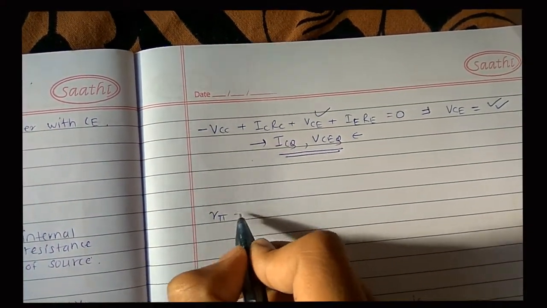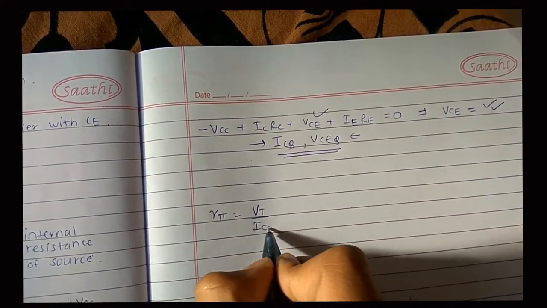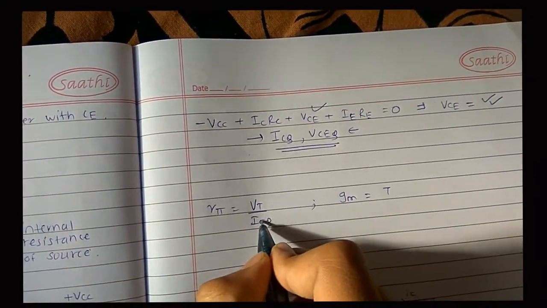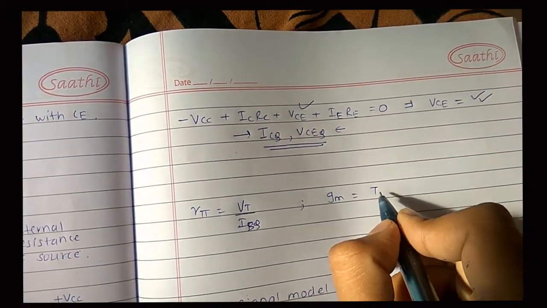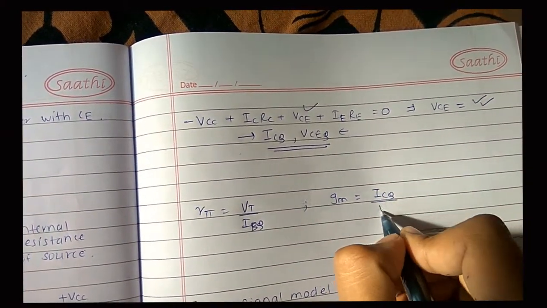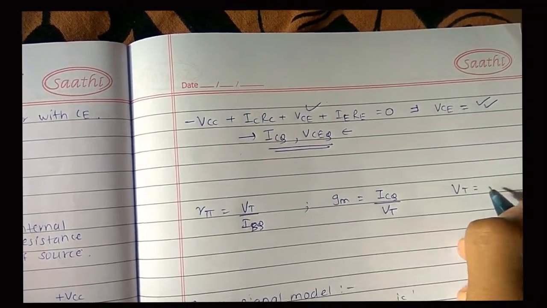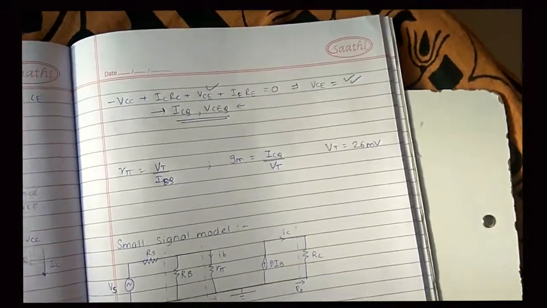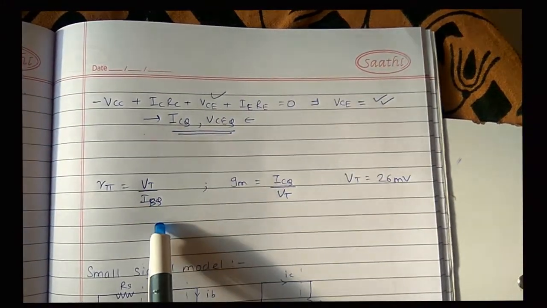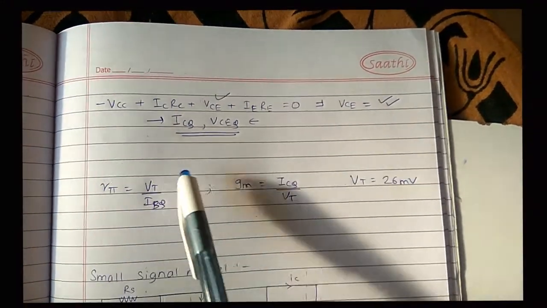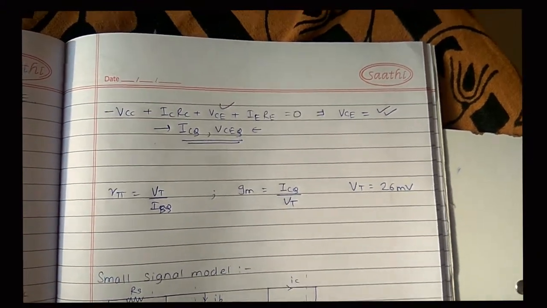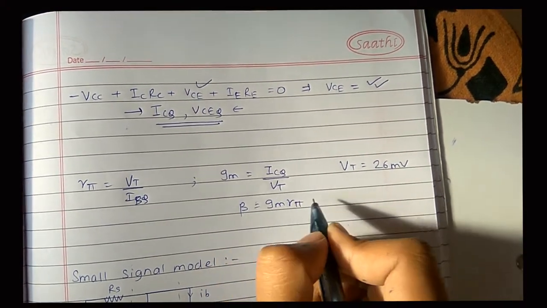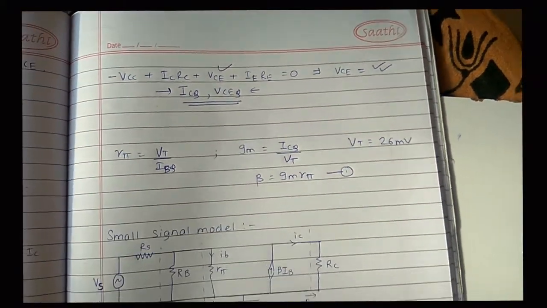R pi is given as Vt upon IBQ and Gm is given as ICQ upon Vt. Vt we know it is 26 millivolt. So now we have got IBQ, ICQ, so we can find out R pi and Gm. Again we know that beta is equal to Gm into R pi. I will give it as equation number 1.